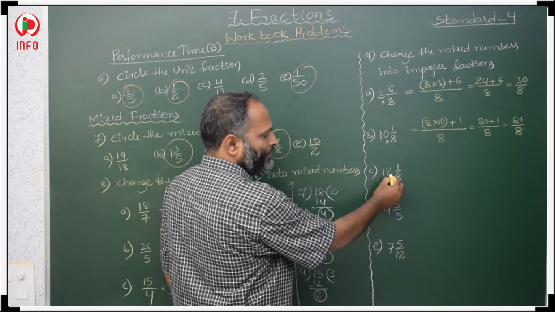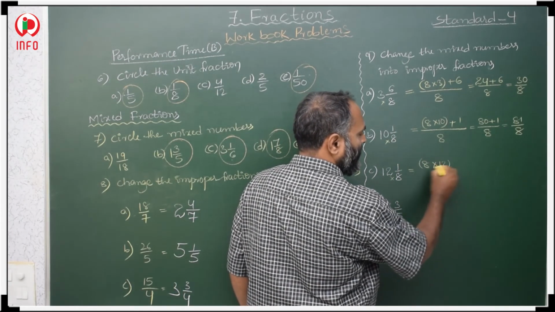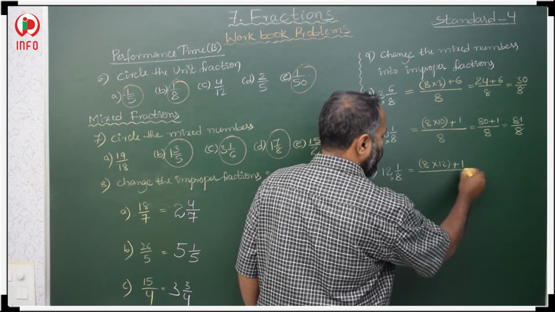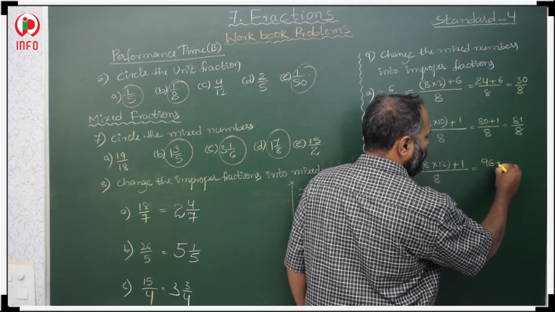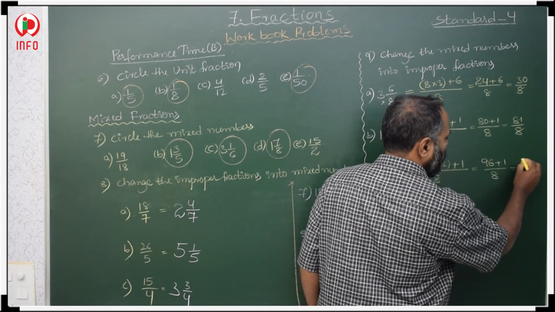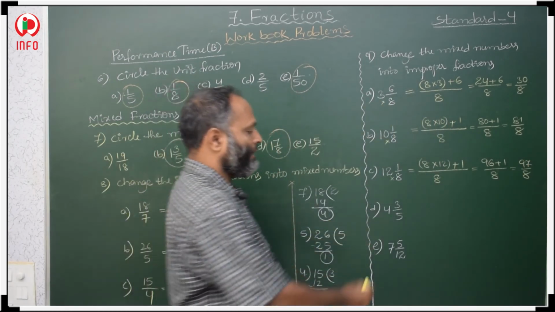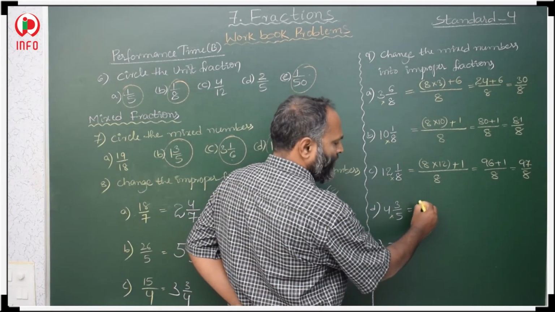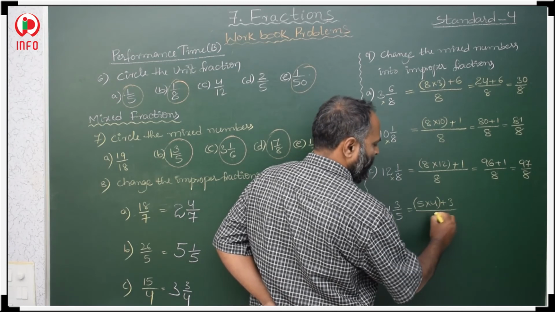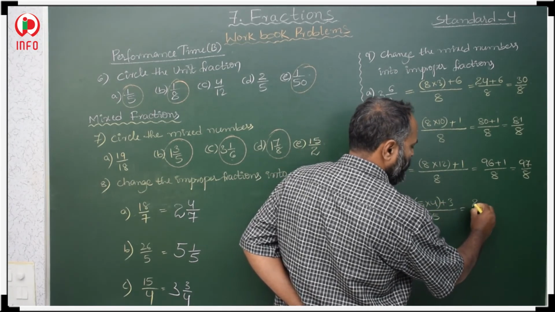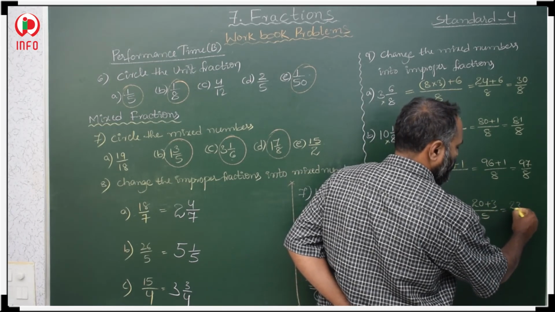Next we have to multiply denominator with the whole part, 8 into 12, plus numerator divided by denominator. 12 8s are 96 plus 1 by 8, that is 97 by 8. Next we have to multiply denominator with the whole part plus numerator by denominator. 5 4s are 20, 20 plus 3 by 5, 20 plus 3, 23 by 5.